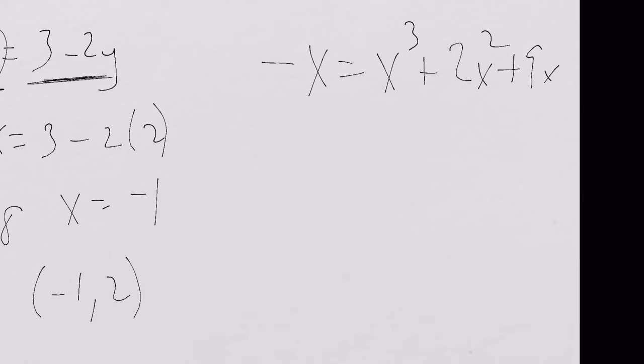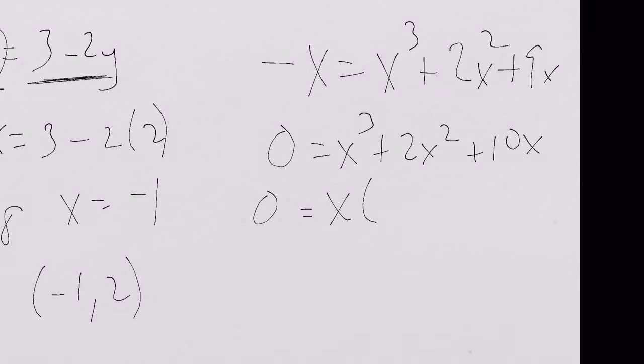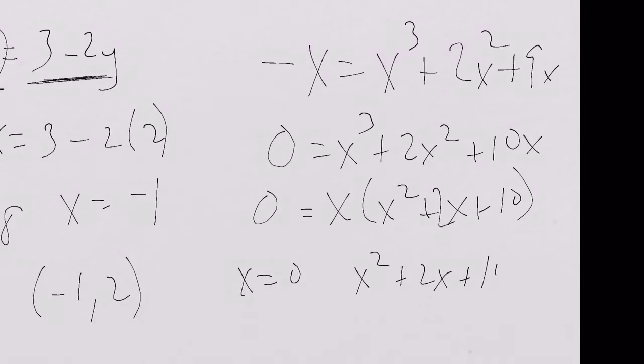So if I was doing that, I'd get all my x's on one side, plus 2x squared would be plus 10x. I could factor out an x, leaving x squared plus 2x plus 10, and then I'd set each piece equal to 0. So I have x equals 0, and x squared plus 2x plus 10 equals 0.